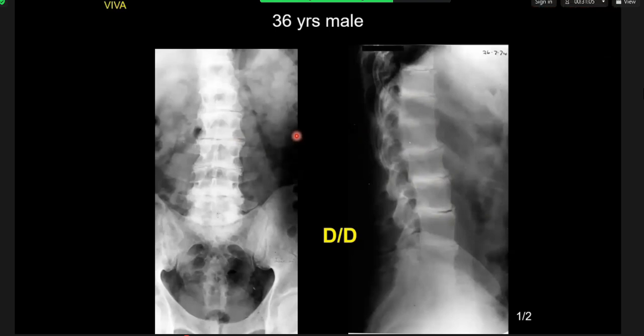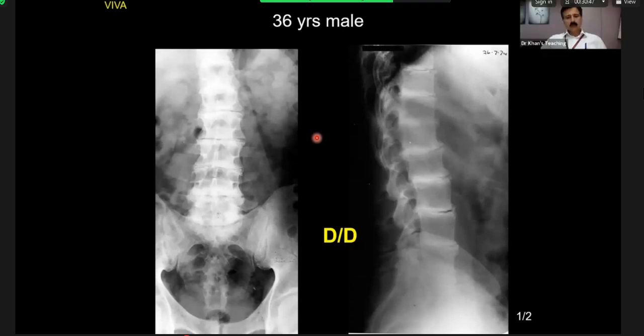It will be like in ankylosing spondylitis, but no, this is not, given the age and other findings as well. I can have alkaptonuria or ochronosis as a differential in this. Further, ankylosing spondylitis.